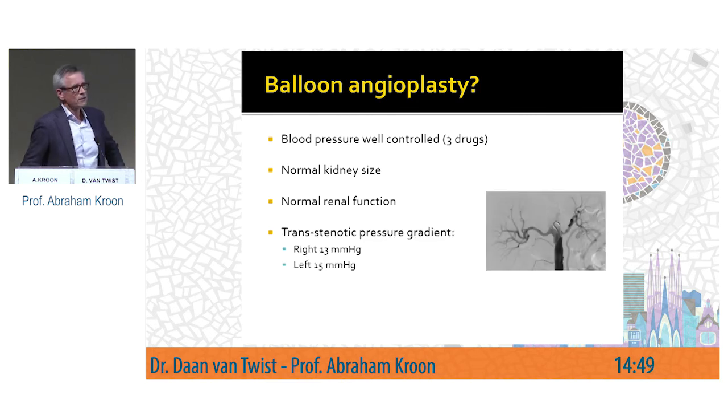And we did, Alexander, for your sake, the trans-stenotic pressure gradient. We measured over the right side a pressure gradient of 13 millimeters of mercury, and over the left side a pressure gradient of 15 millimeters of mercury, which is somewhat less than a 10% change. So that left us with the same difficulty as we had before we did all this.